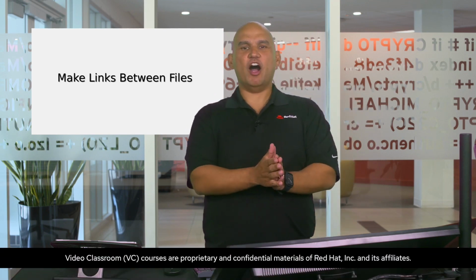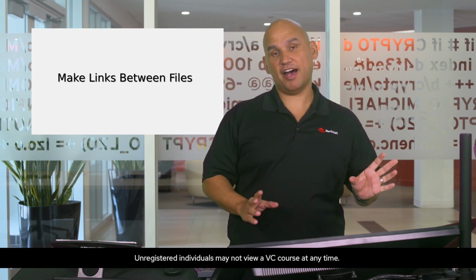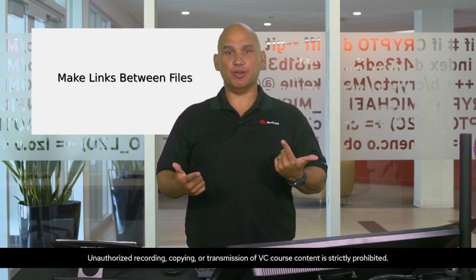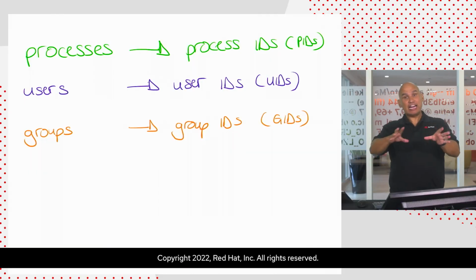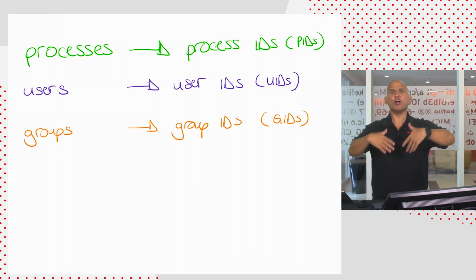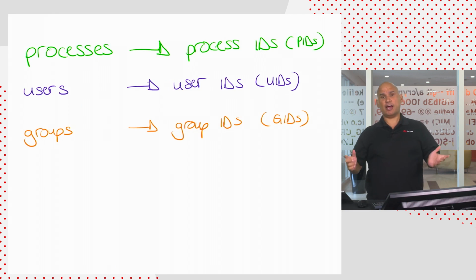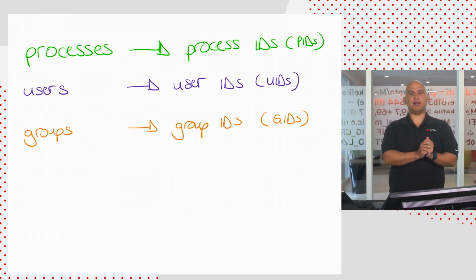Hey everyone, right now we are going to have a look at making links between files. However, before we go there, we need to understand some identifying elements. Now, processes are identified by their process IDs, or commonly called PIDs. Users are identified by their user IDs. Groups are identified by their group IDs.